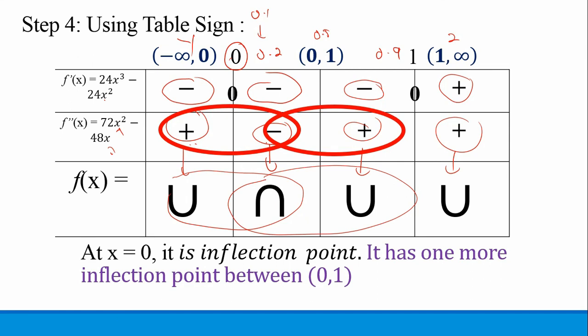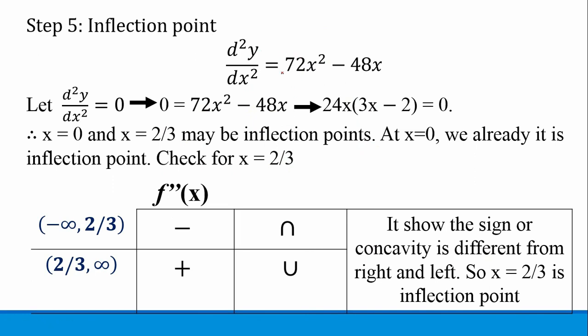Okay, to find the second inflection point: because x equal to 0 is an inflection point, there is one more inflection point between 0 and 1. We need to find the second inflection point by differentiating again. From the second derivative, you differentiate and assume it is equal to 0. Assume it is equal to 0. And of course, 72x squared minus 48x is equal to 0.